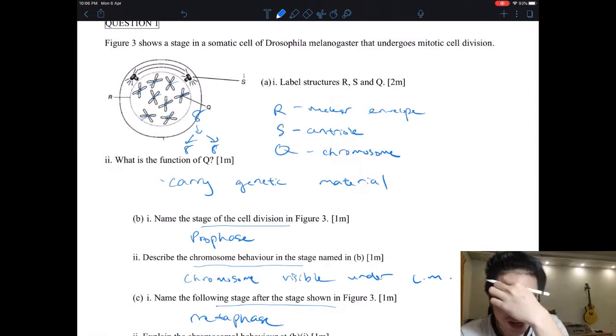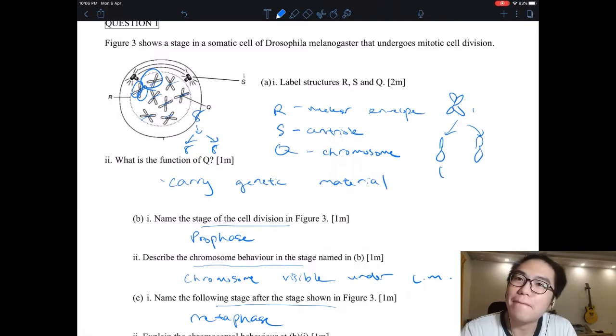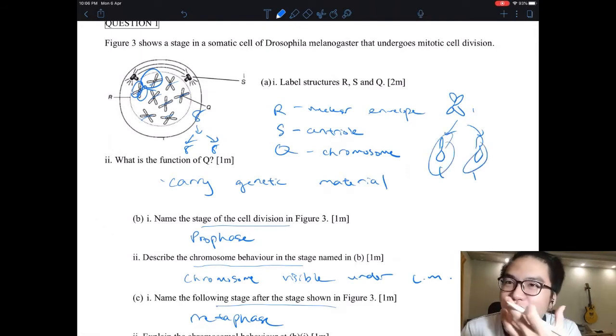Some will count like this. Oh, sister chromatid, I count this as 1, 2. No, this is still one chromosome. After I separate them out, this is one chromosome. After I separate them out, it looks like this. This is still 1, 1. Same number of chromosomes. Can you see? I can't create different chromosomes out of it, otherwise it would look different.